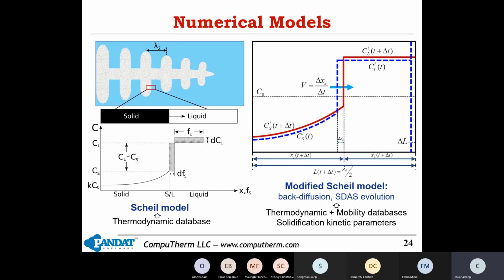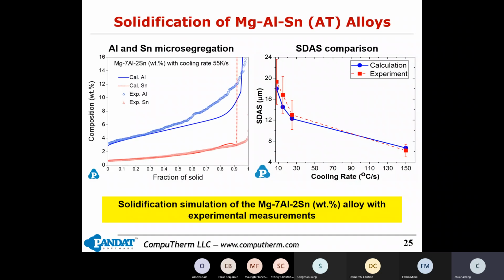Next, I will give you an example of the application of this model. This is an example for the magnesium-aluminum-tin alloy. The left-hand diagram shows the concentration evolution. The line is our simulation result, and the symbols are the experiment. The right-hand diagram shows the comparison between the simulated and the experimentally measured secondary dendrite arm spacing.